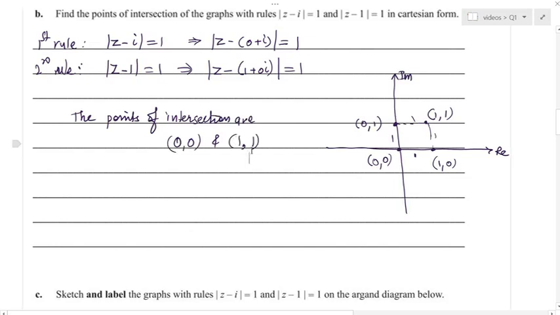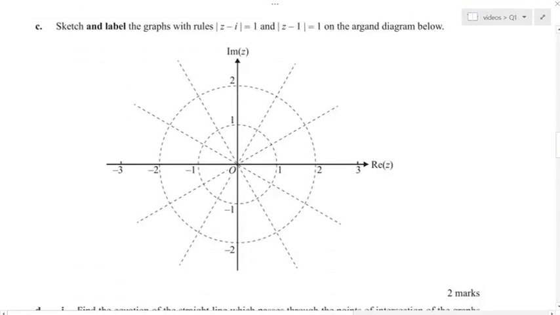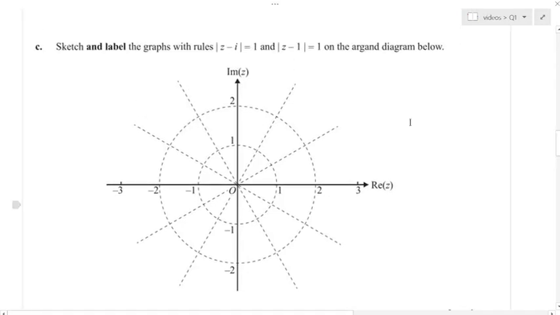In subsequent problems in parts C and D, we will be elaborating more on this. We will be finding these points geometrically as well as algebraically. But as far as this question is concerned, you just need to use some sort of intuition, and you will be able to get these two points. Now here it says sketch and label the graph.